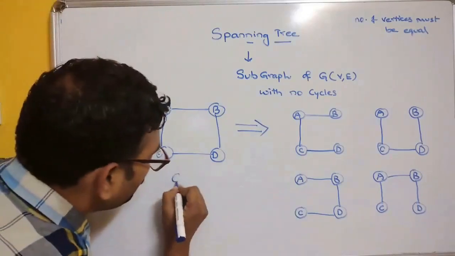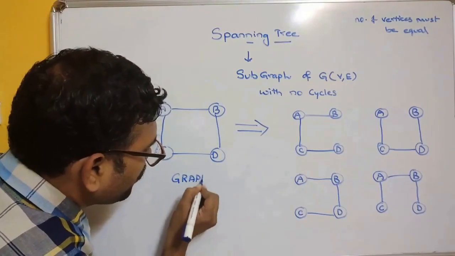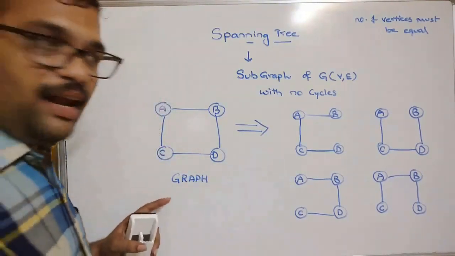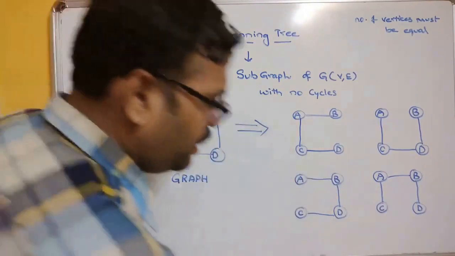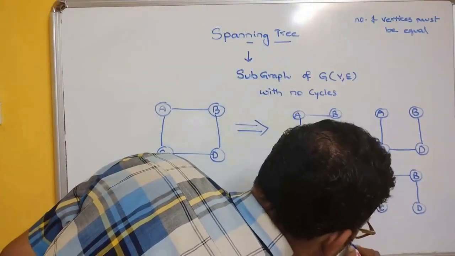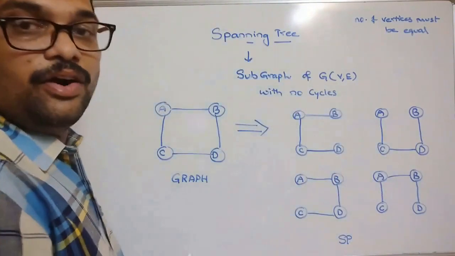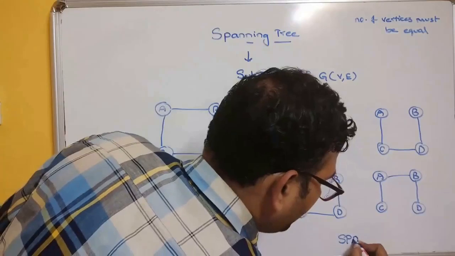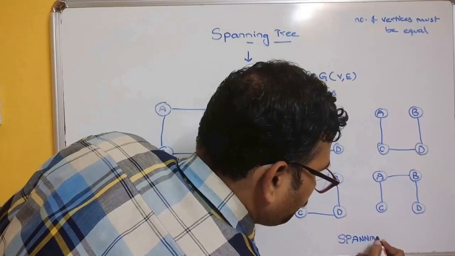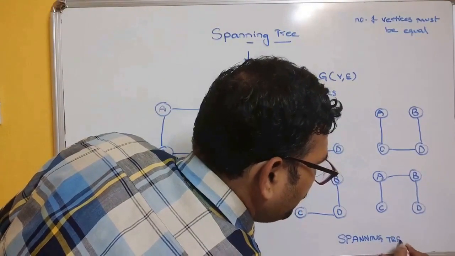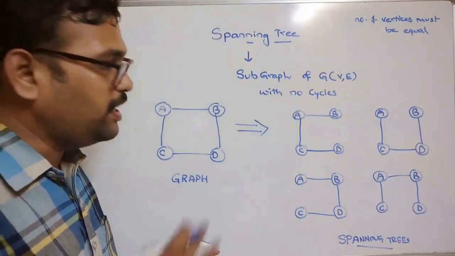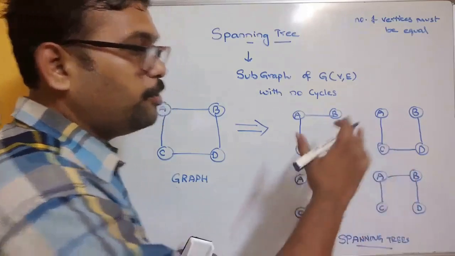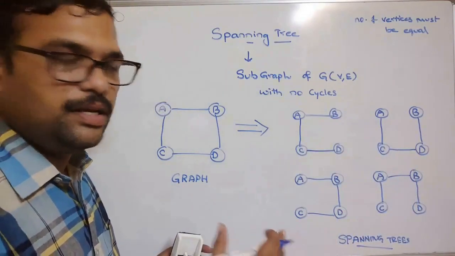This is the cyclic graph, and this is an acyclic graph. An acyclic graph is nothing but our tree, right? So all these are the spanning trees, okay? So one graph can have multiple spanning trees. Here we can have the four possibilities, right?